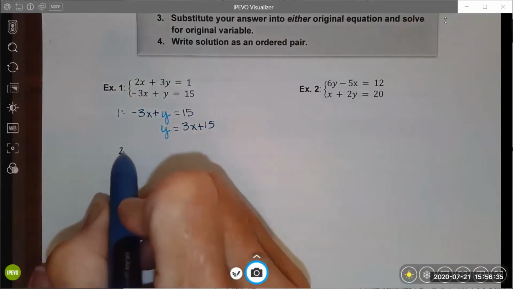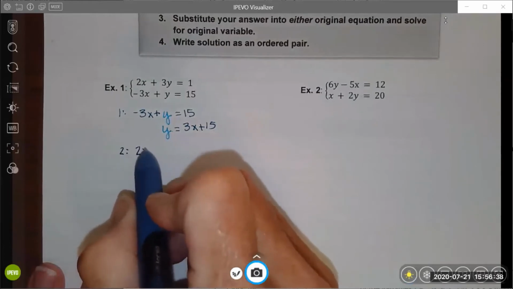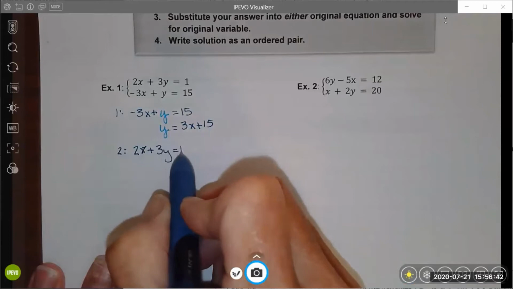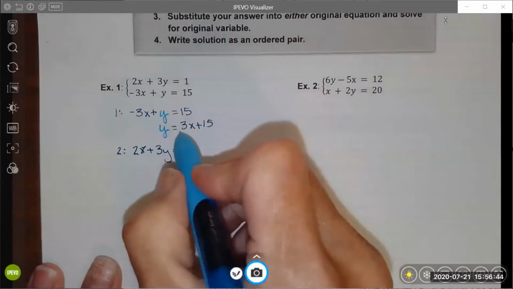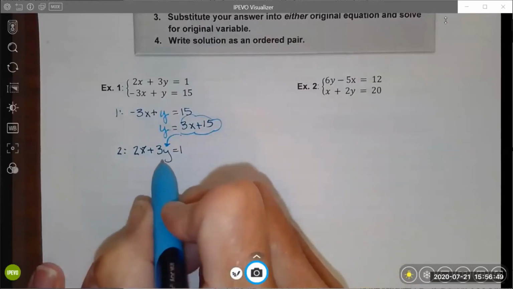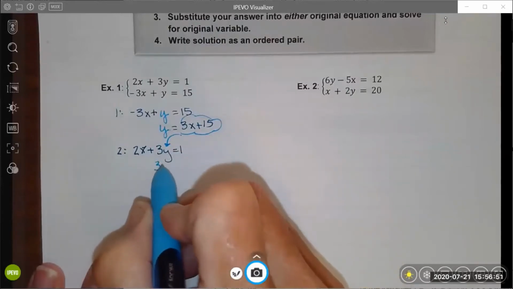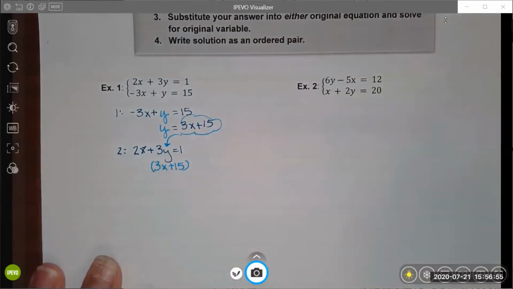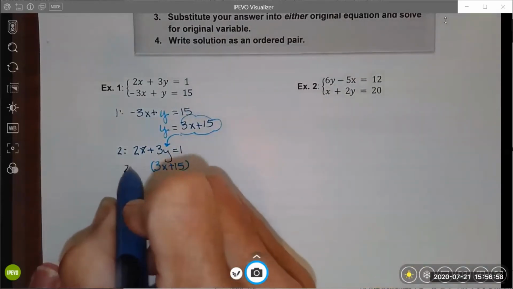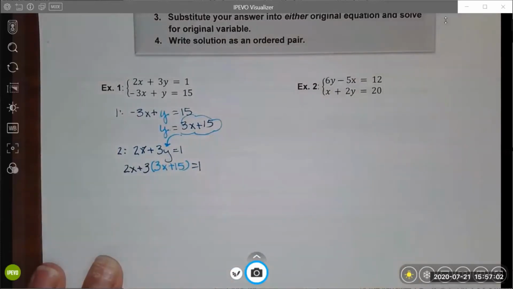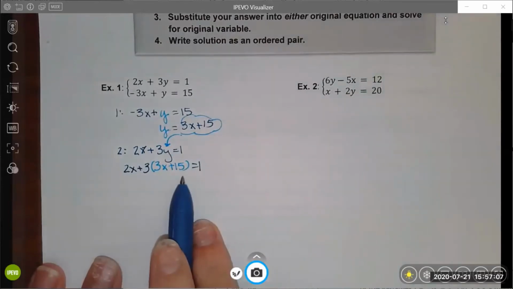I'm going to use that one to substitute this y value into. So step number 2 is to take the other equation, and I am going to substitute the value of y into my y variable. So instead of using a y here, I'm going to use 3x plus 15. I'm going to protect it in parentheses. Everything else is written exactly as it originally was. And now if you notice, I have no y variable. All my variables are the same. So I can solve for x.